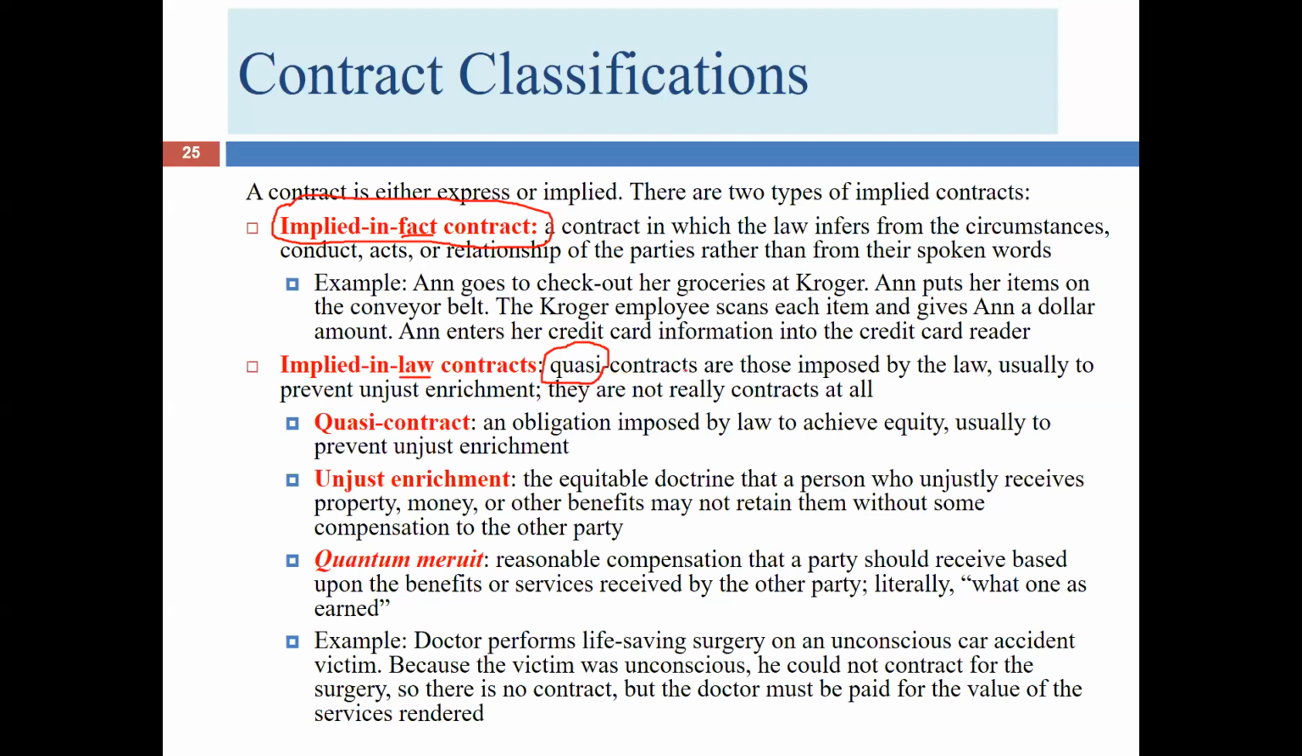So a quasi-contract is a contract that's implied by the law, imposed upon the parties by the law. It's not a contract, but the law comes in, and when we say the law, we mean a judge comes in and says, you know what, this isn't a contract, but we're going to treat it as if it were a contract. We're going to pretend it is a contract. Now, judges don't like to do that. Judges like rules. They like order. They like to follow the procedure.